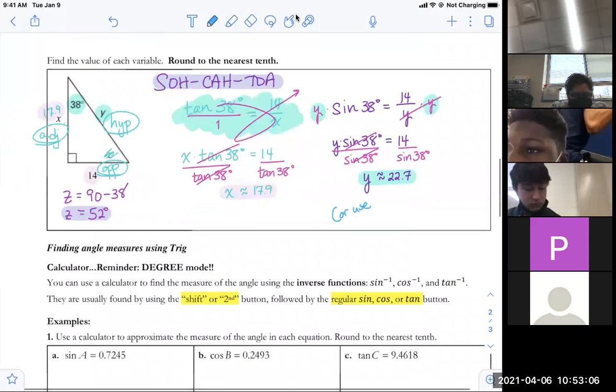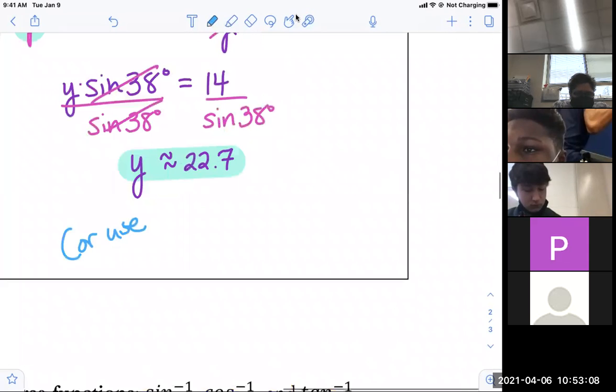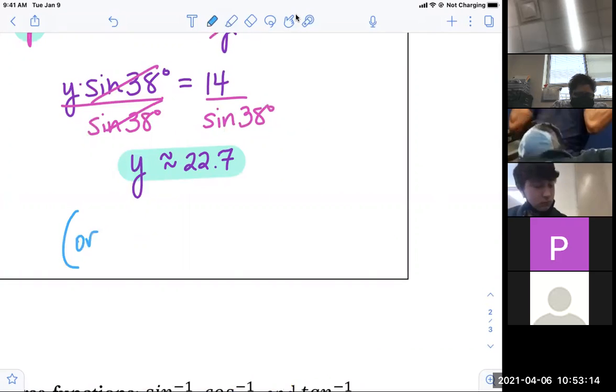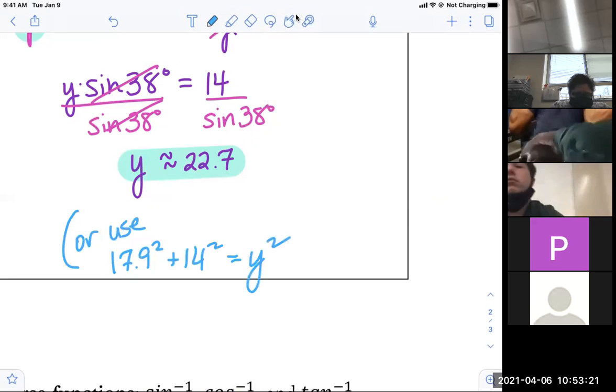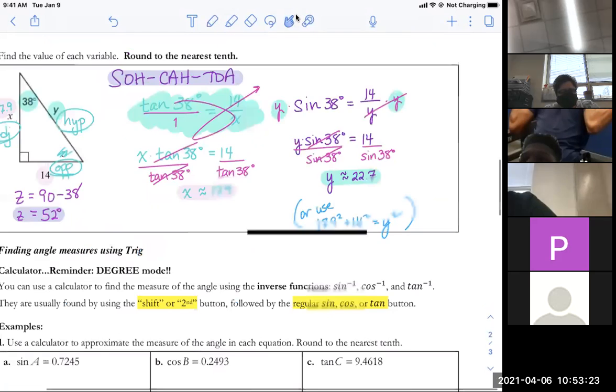And that would be 17.9 squared plus 14 squared equals y squared. Okay, so Pythagorean theorem is fine.